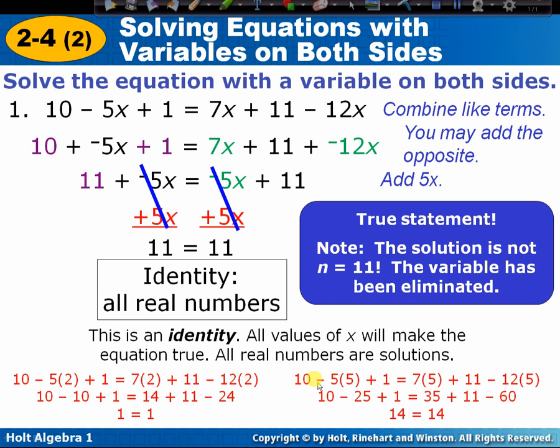And if you can see down here at the bottom, we've checked with a 2. Everywhere we saw an x we got 1 equals 1. That's true. Over here we checked with a 5. Everywhere we saw an x we plugged in a 5, and again it checked out. So it will check out for any number that you check, which is why it's all real numbers.